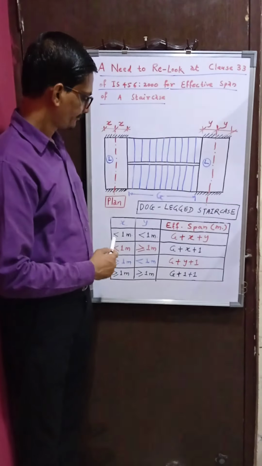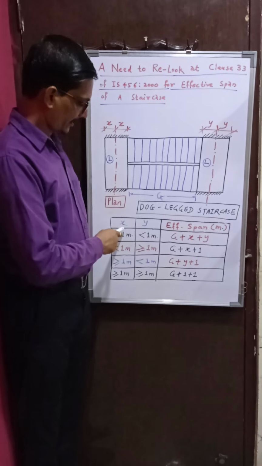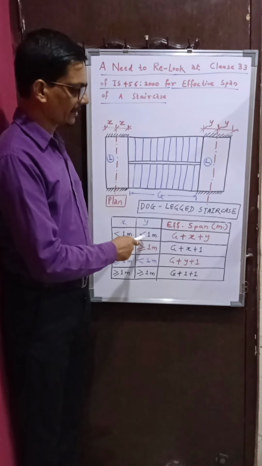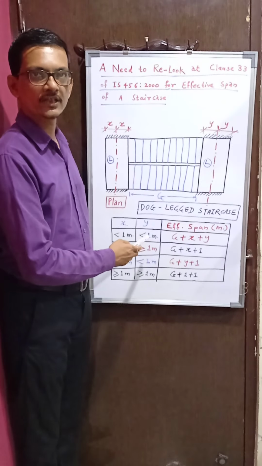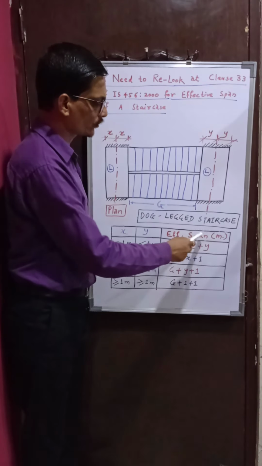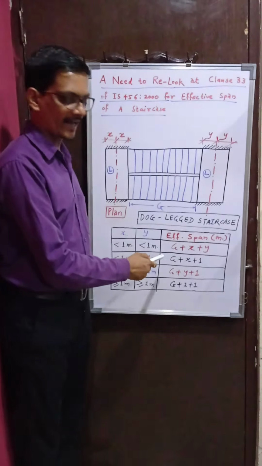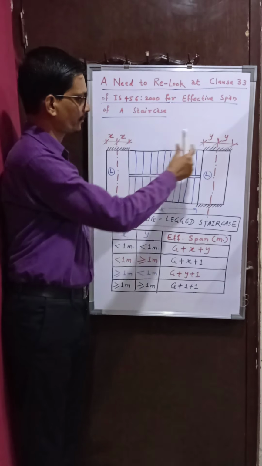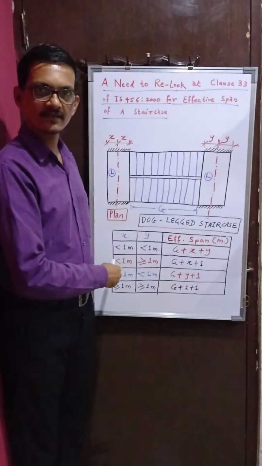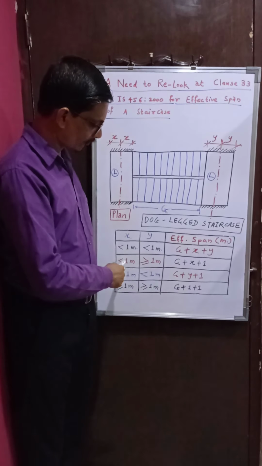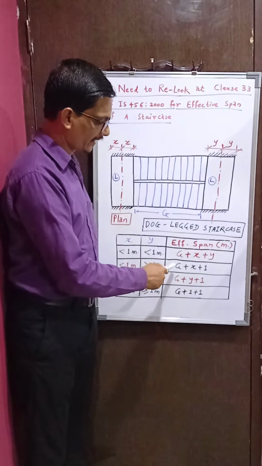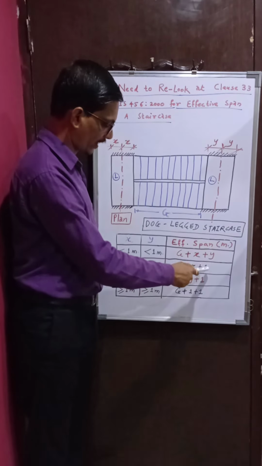For example, if x is less than 1 meter and y is also less than 1 meter, then clause number 33 of IS 456 says that the effective span in meters should be taken as g plus x plus y, that is going plus x plus y. Then it says that if x is less than 1 meter but y is greater than or equal to 1 meter, then it should be taken as g plus x plus 1.